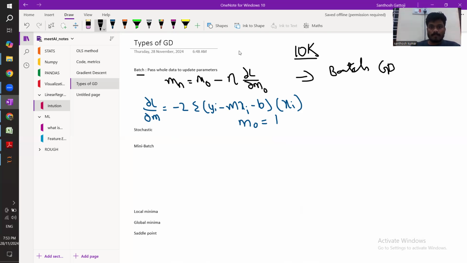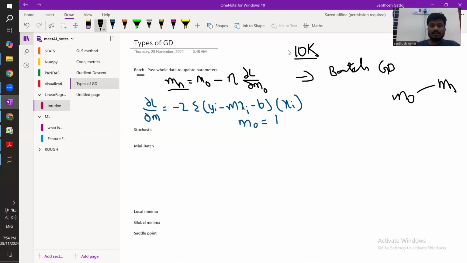And the M value is the same for all records, for the complete data set, because we don't know another M value. The reason why we are doing all this is to find out this new M value. So you are starting from M0. I need to go to Mn.